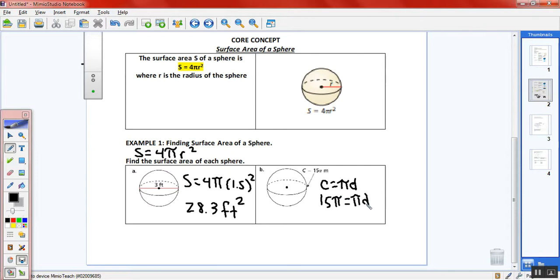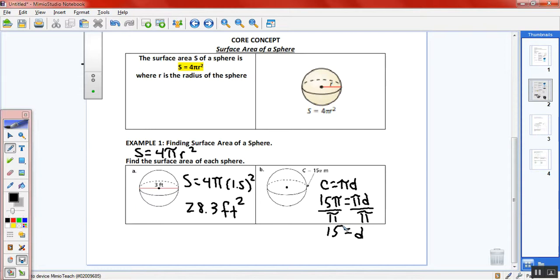I can't find surface area of a sphere until I know a radius. Okay? Is there a way to solve for the diameter right up there first, kids? Divide both sides by pi. So let's talk here. When I divide both sides by pi, what's that make the diameter? So my diameter is 15. Once I know the diameter is 15, kids, what do we know?